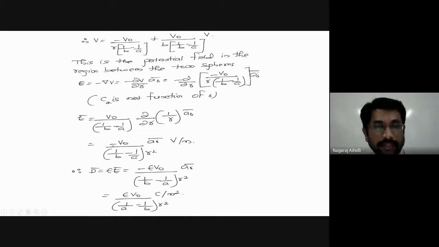That is minus V naught divided by 1 upon B minus 1 upon A into R square a_r bar volt per meter. D is epsilon times E. So this is equal to minus epsilon into E, from the above equation, minus epsilon V naught divided by 1 upon B minus 1 by A into R square a_r bar. If we multiply minus 1 inside, we get minus 1 by B plus 1 by A. So it is epsilon V naught divided by 1 upon A minus 1 upon B into R square coulomb per meter square.